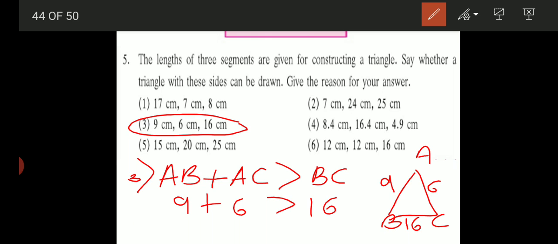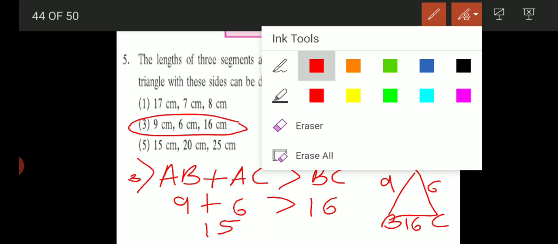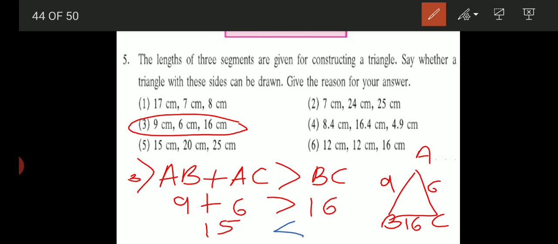So 9 plus 6 gives you the value 15. Is it greater or lesser? It is, my dear children, less than 16, right? So here again you can see where the mouth is opening towards the third side. So obviously it is not fulfilling the property of the triangle, and since it is not fulfilling the property of the triangle, we have to conclude that the measurements given in the third sum will not help us construct a proper triangle. Why? Because it is not fulfilling the property of the triangle.